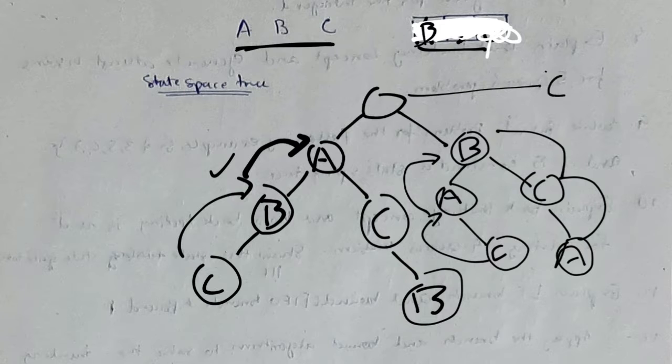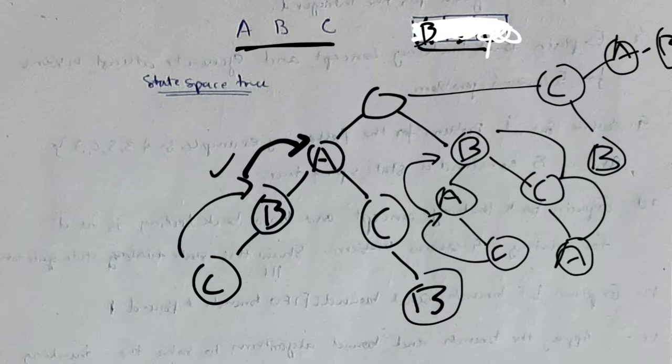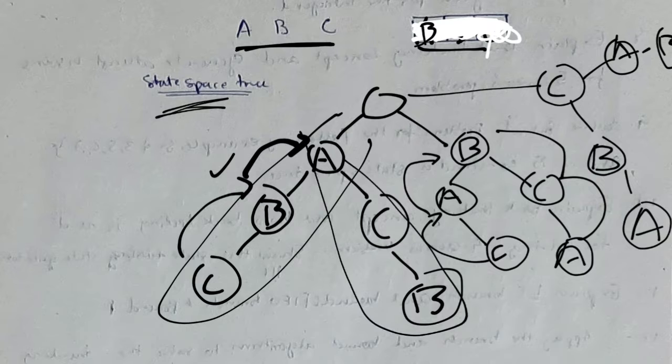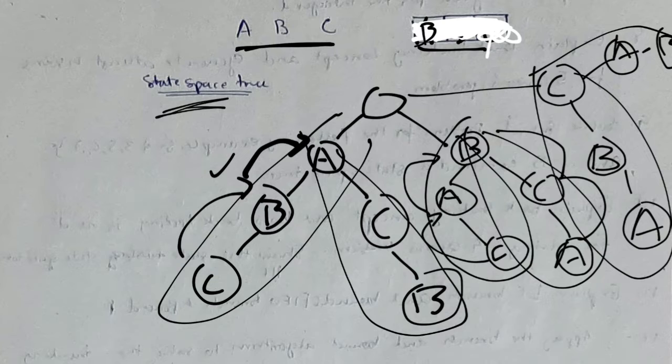Then first we place C, and then two possibilities are there, either B or A. From A it will be B, and from B it will be A. So this is what a state space tree is. It means there will be all possibilities: the first possibility, second, third, fourth, fifth, sixth. So we represent all the possibilities using a state space tree.